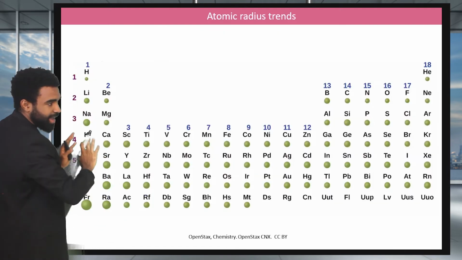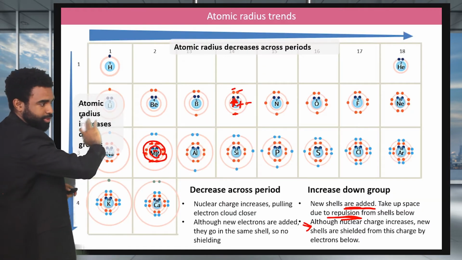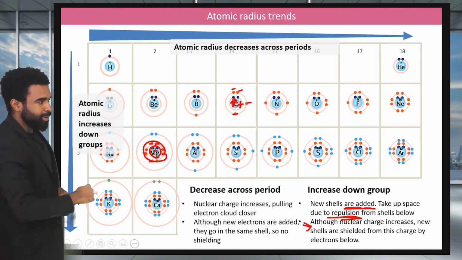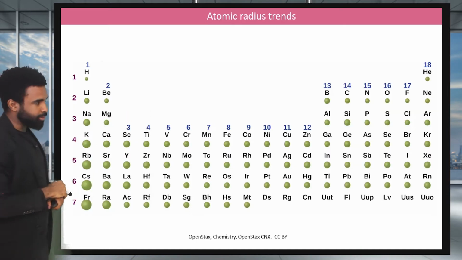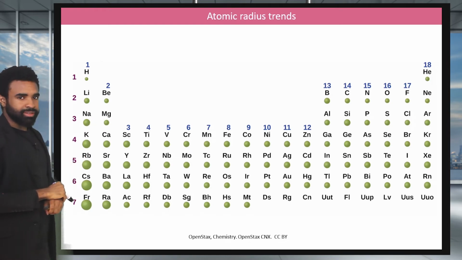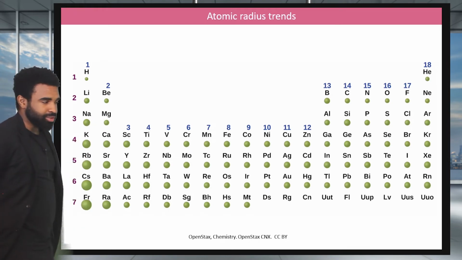And what we've been looking at before is just the first 20 elements, but the trend holds more or less for the entire periodic table. If you look, you'll see there are a few discontinuities, but the IB doesn't expect you to know those.